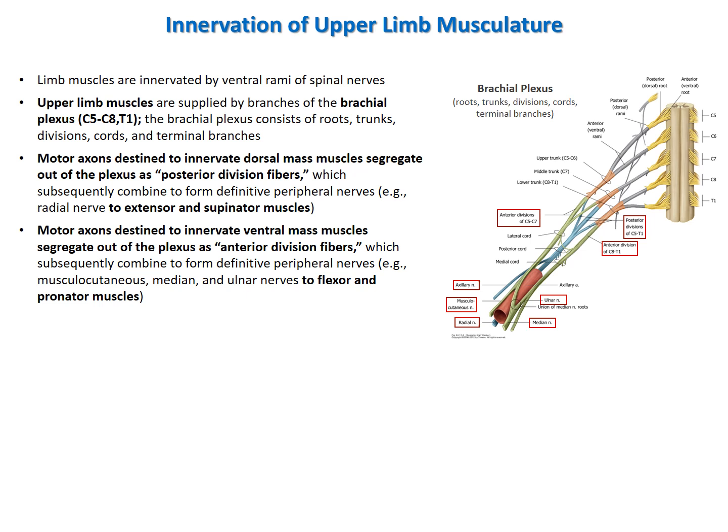Dorsal mass muscles will develop into the extensor and supinator muscles of the upper limb, which are innervated by the radial nerve. Ventral mass muscles will develop into the flexor and pronator muscles, which are innervated by the musculocutaneous, median, and ulnar nerves. Again, you will learn the specific details of these in the dissection lab. For now, I just want to emphasize how muscle compartments develop and are innervated. Knowing this helps with understanding the gross anatomy.